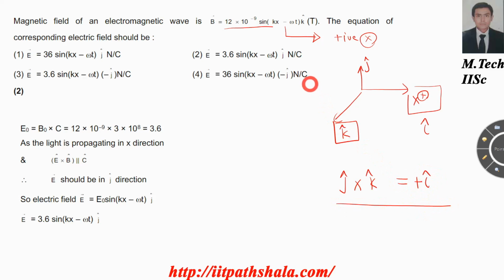So from the potential options, minus j cap is not a good option for me. I'm left with these two options. Now we have to find the magnitude of the electric field vector also. From the formula E naught by B naught equals C, I can figure out the electric field magnitude, which comes out to be 3.6. So the second option is again the correct option. Now let us move to the next question.